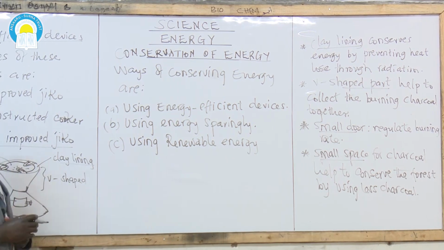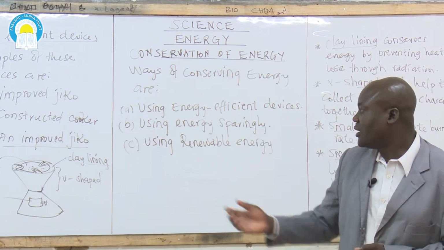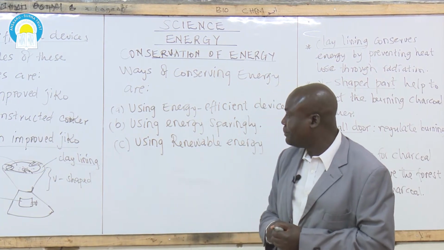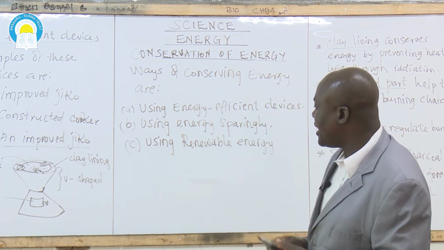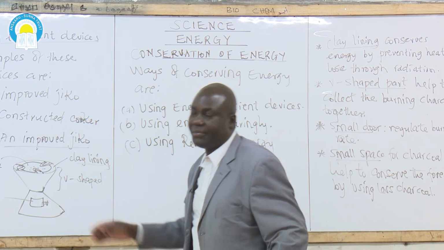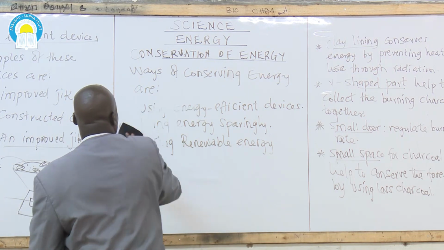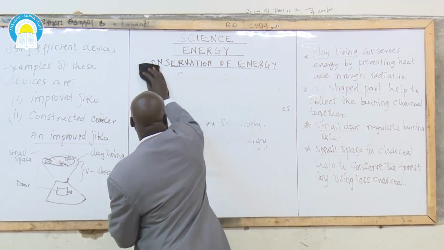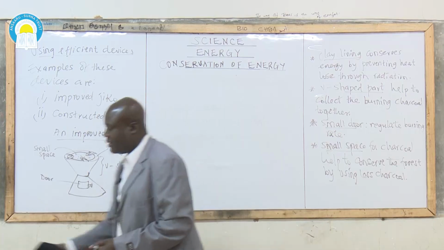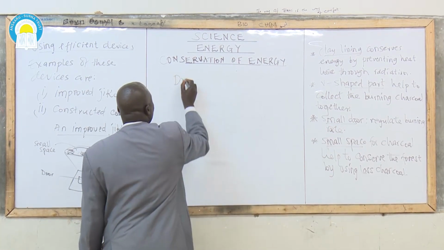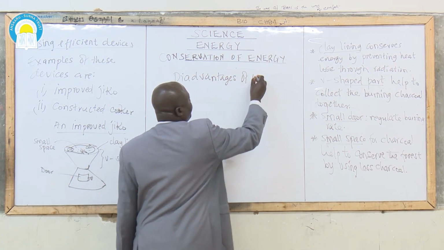Although this is a good device to use, as I've said, it conserves energy and can also conserve the forest. However, it has some disadvantages. What are some of the disadvantages of the improved jiko?